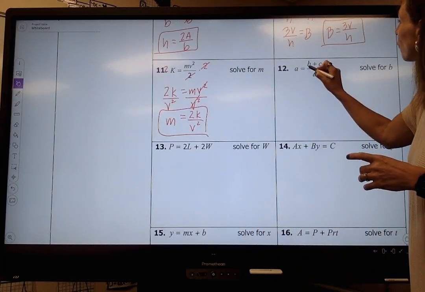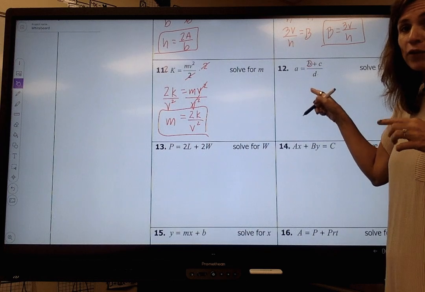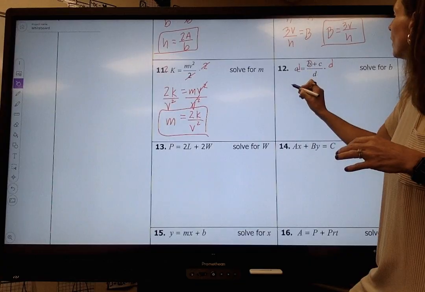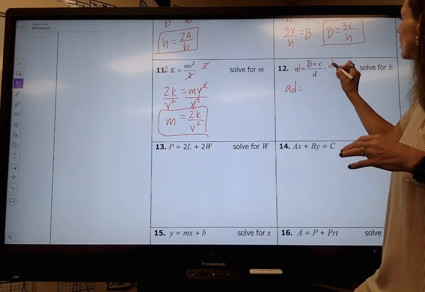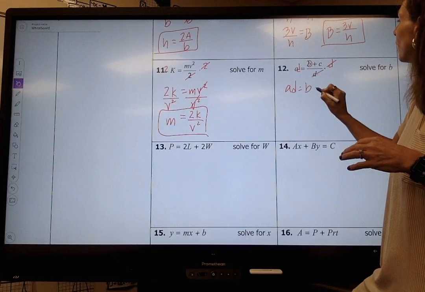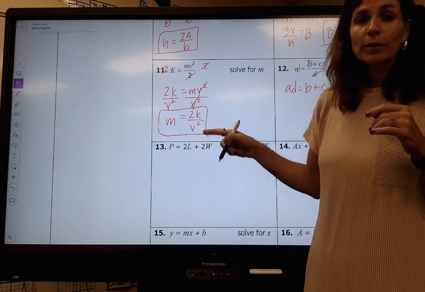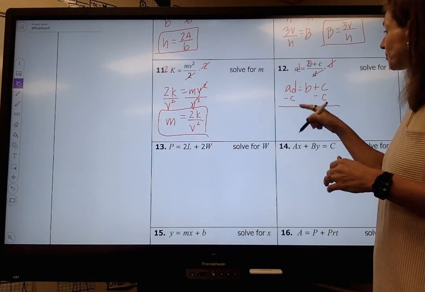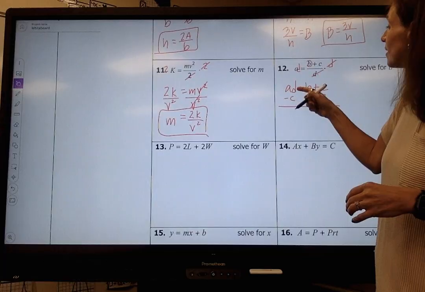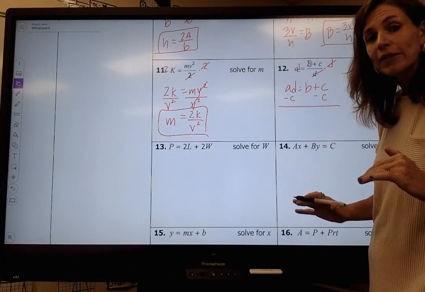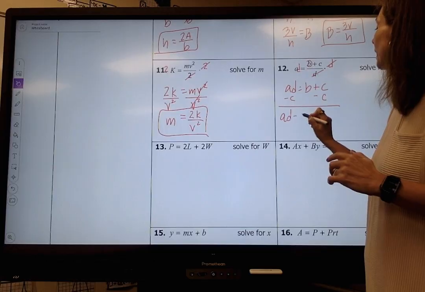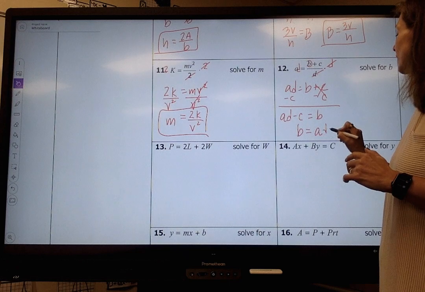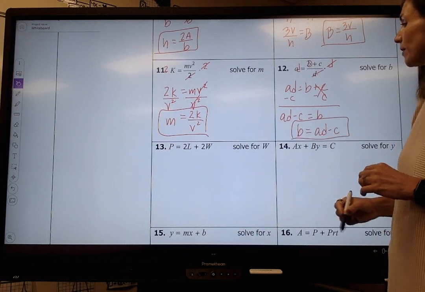So over here, if I want to solve for b, I still have to clear out my fraction first. That doesn't change. And I'm going to multiply both sides by d. So a times d is ad. You can see my d's cancel out. I'm left with b plus c. And how do I get rid of this positive c? Additive inverse. I have to subtract c on both sides. These are unlike terms. This is a term and this is a term, and they're not alike, so you have to keep them separated. So ad minus c equals b. However, symmetric property says b equals ad minus c, and that's my final answer.